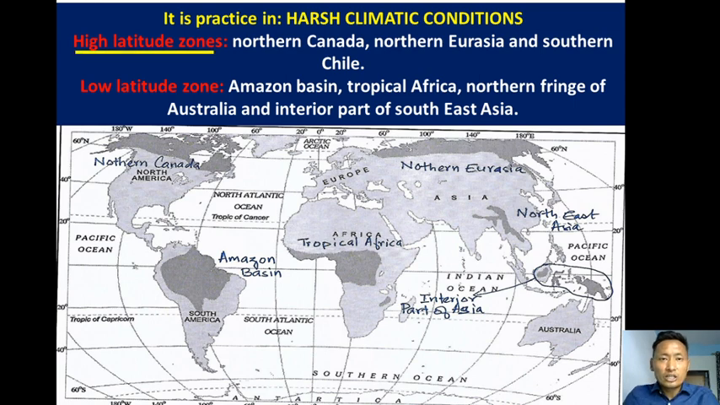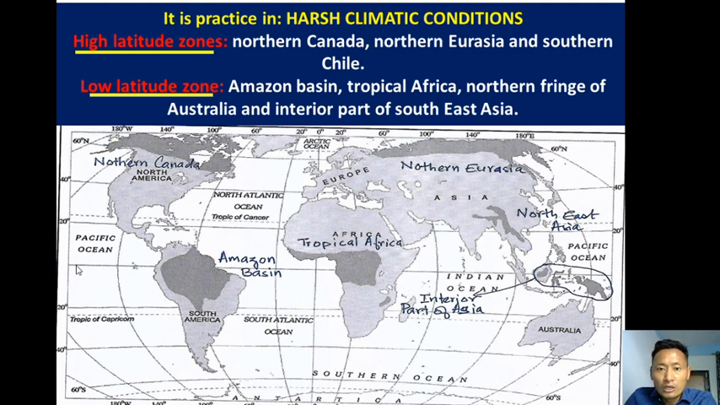Here, harsh climatic conditions are divided into two: high latitude zones and low latitude zones. Usually high latitude zones means those regions which are located very close to the north and south poles, more than 45 degrees north and 45 degrees south. So these regions are known as high latitude zones.